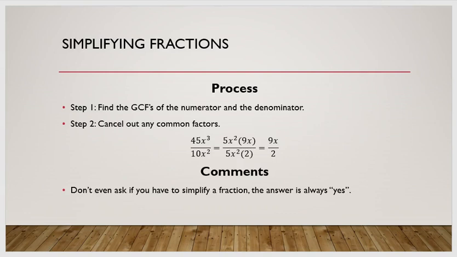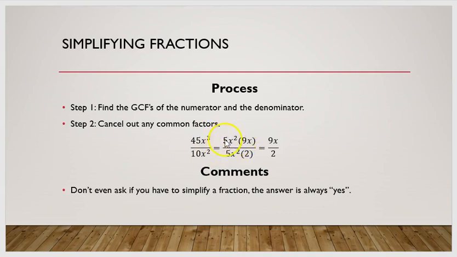Now let's talk about the process of simplifying fractions. So the first thing you want to do when you only have one term on top and bottom is find the GCF of the numerator and denominator. So find the biggest number that both of them have in common and the biggest variable power that they both have in common. In this case, 45 and 10 are both divisible by 5. So I pulled 5 out, and then the biggest exponent I have for my variables is the second power. So I pulled that out.